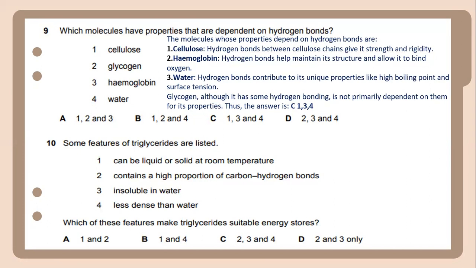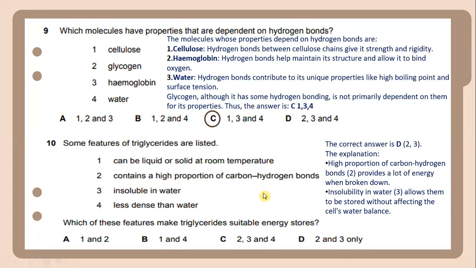Glycogen, although it has some hydrogen bonding, is not primarily dependent on it for its properties. So the answer will be 1, 3, and 4. Some features of triglycerides are listed.